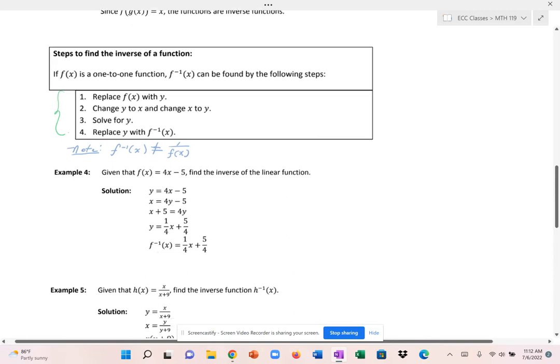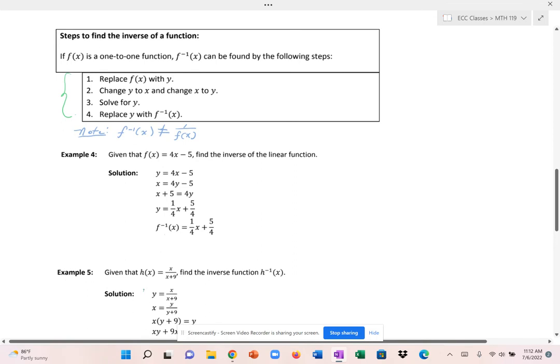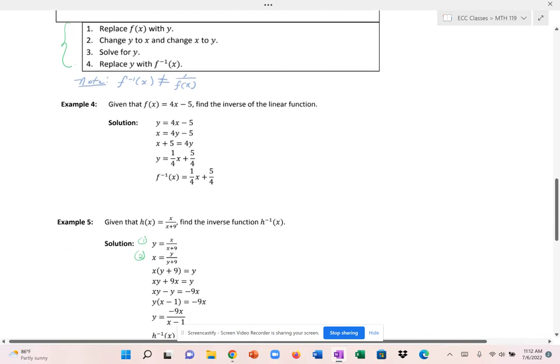So step 1 is I replaced h of x with y. Step 2, make the y into an x and the x's, there are 2 of them, into y's. So that's what happened from there to there. Then I'm on step 3, solve for y.